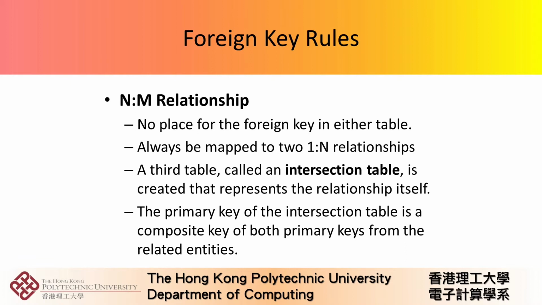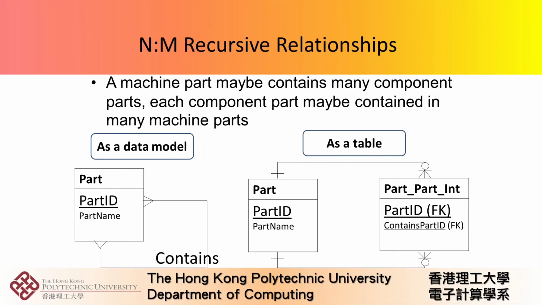A third table, called an intersection table, is created that represents the relationship itself. The primary key of the intersection table is a composite key of both primary keys from the related entities. In this example, a machine part may contain many component parts. Each component part may be contained in many machine parts. As a data model, the ERD diagram should be shown like this.